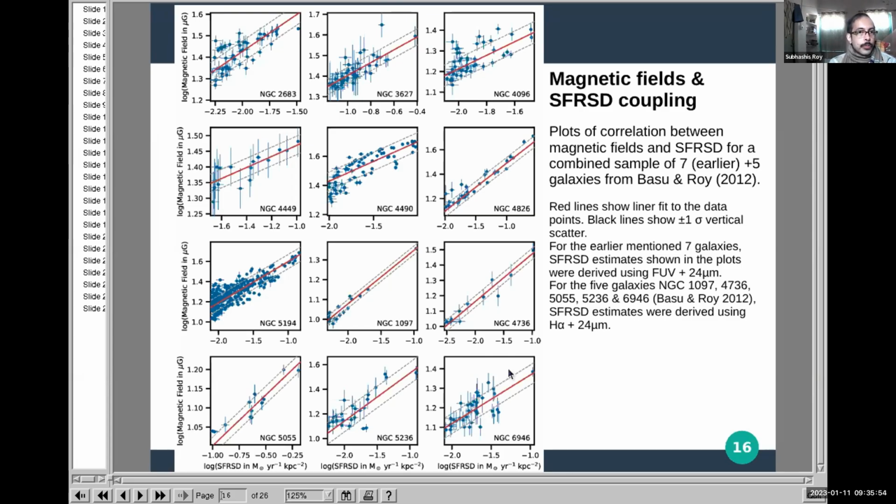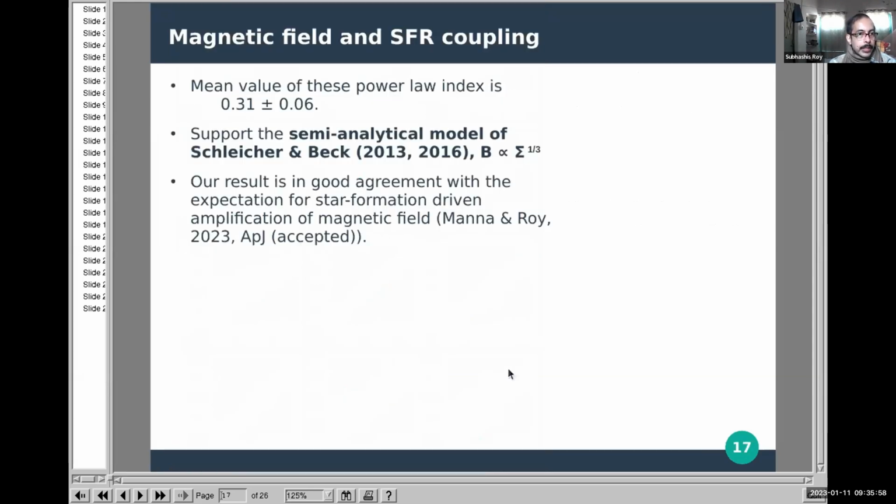So what is the result? The mean value of this power index, we expected 1/3, and we find it is 0.31 plus minus 0.06. This supports the semi-analytical model of Schleicher and Beck, which is B proportional to sigma to the power 1/3. Our result is in good agreement with the expectation of star formation driven amplification of magnetic field. This paper has also been accepted, very recently.